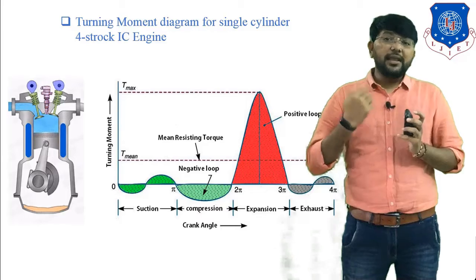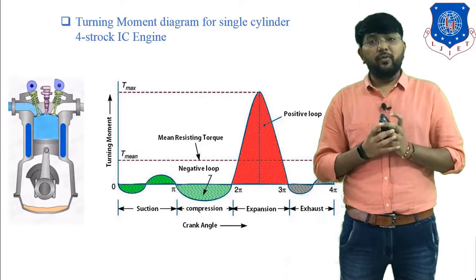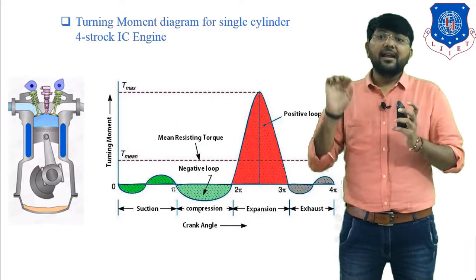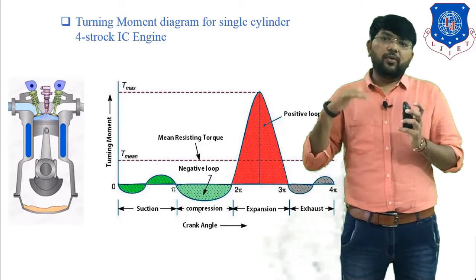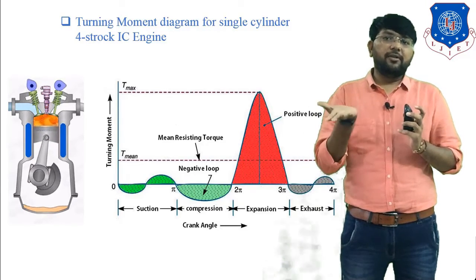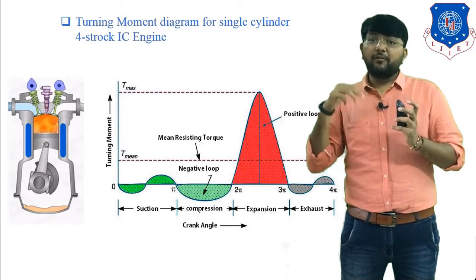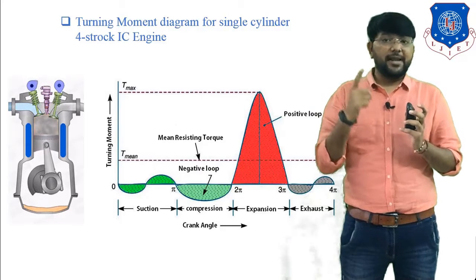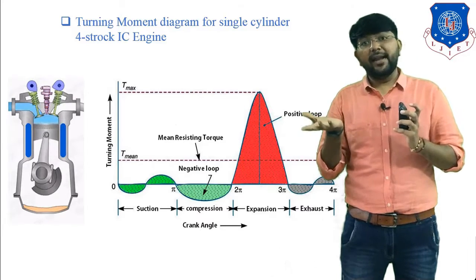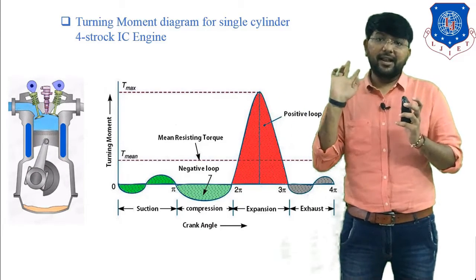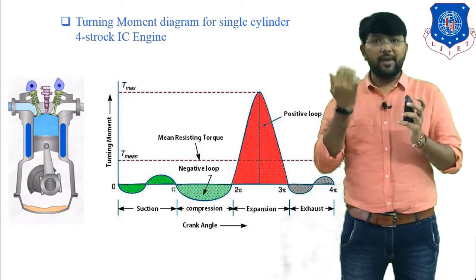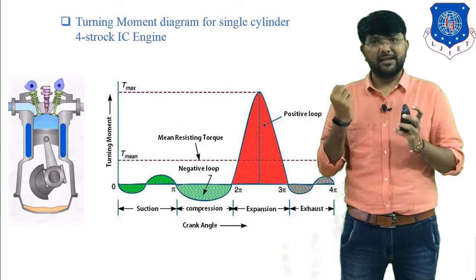Clear? Okay. In this diagram there are 2 types of loop: the first one is a positive loop, the second one is a negative loop. Clear? In the negative loop, we have to supply the power. In the positive loop, the flywheel gains some power. One more thing: the positive loop indicates work done by the gases, and the negative loop indicates work done on the gases. Clear? So in work done on the gases, we have to supply the energy, and work done by the gases means we gain some energy.